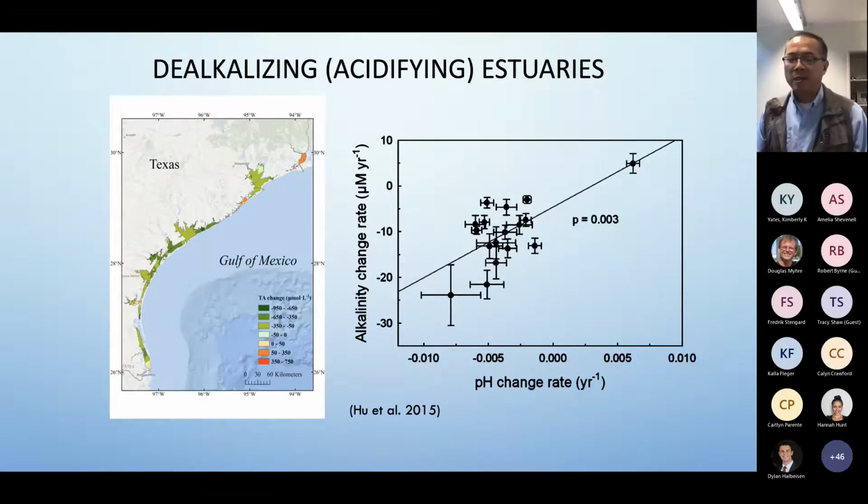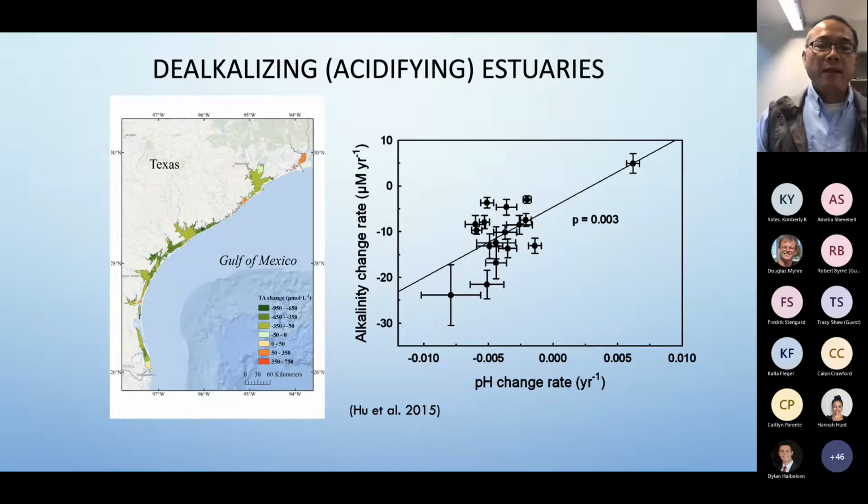This is the paper we published back in 2015. On the left, this is basically an overlay between the 1970s and the first 10 years of the 21st century. We simply subtracted the 1970 value from the 2000 value, and you can see all this green color shows a net decrease of alkalinity in these estuaries. Just a few spots may have a slight increase.